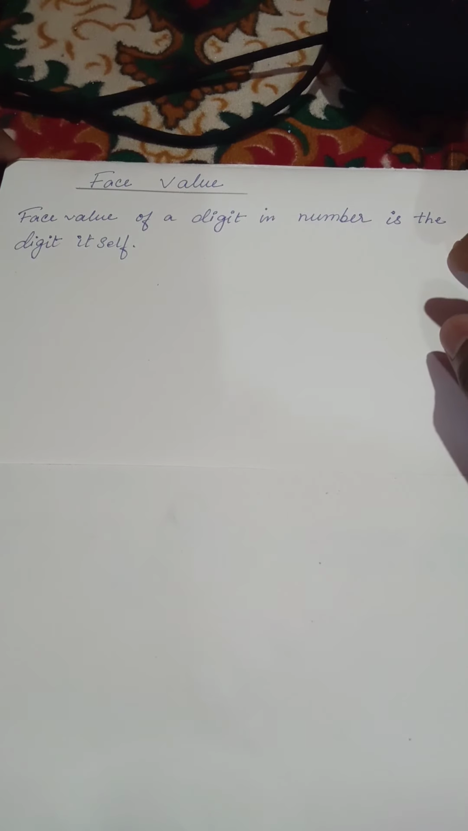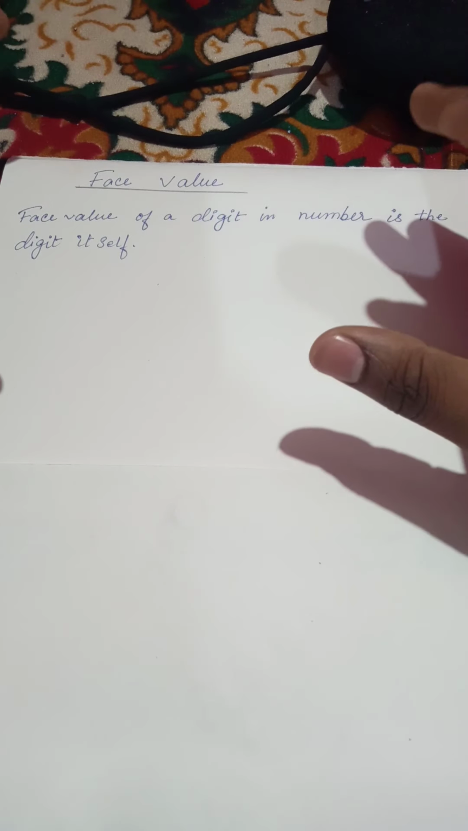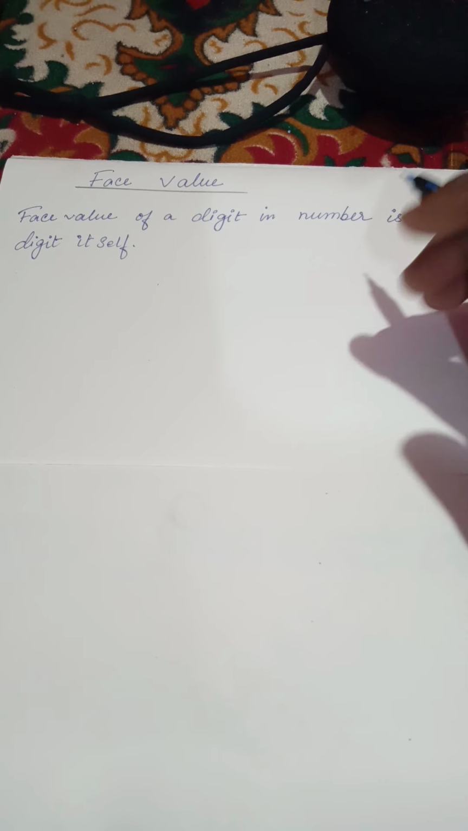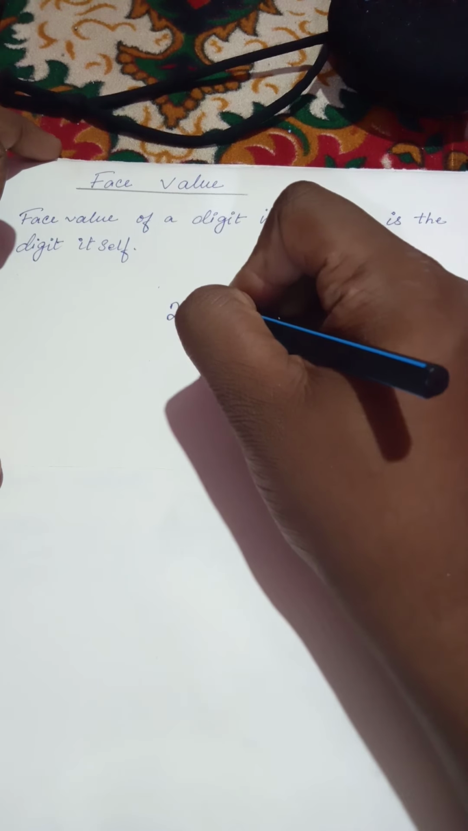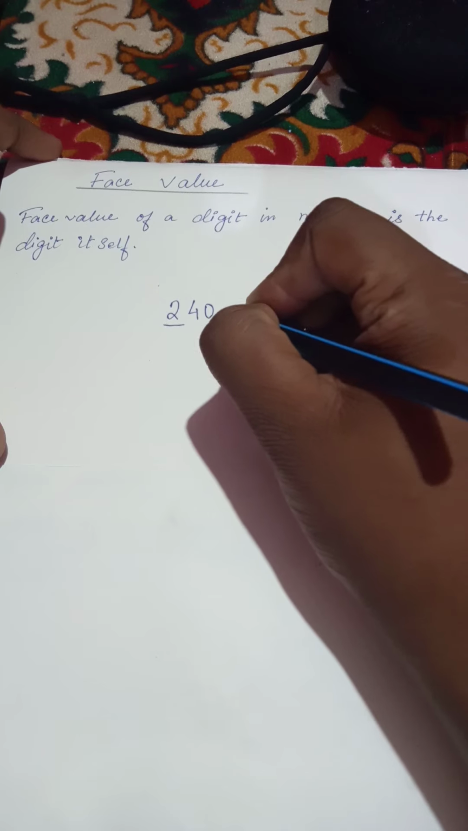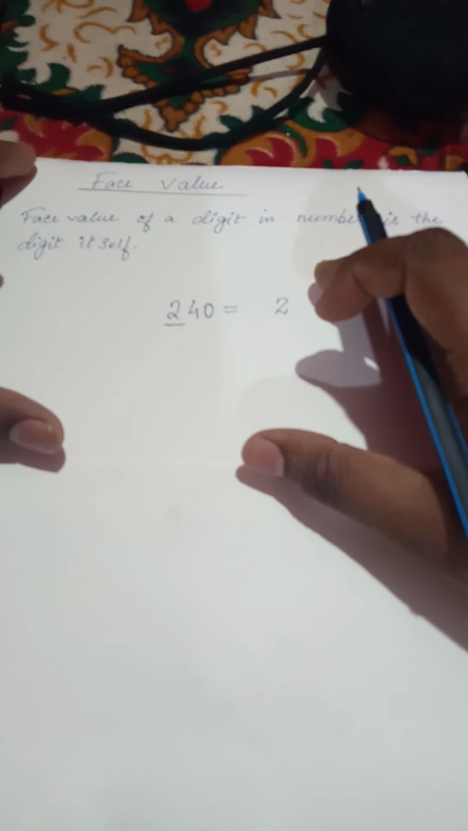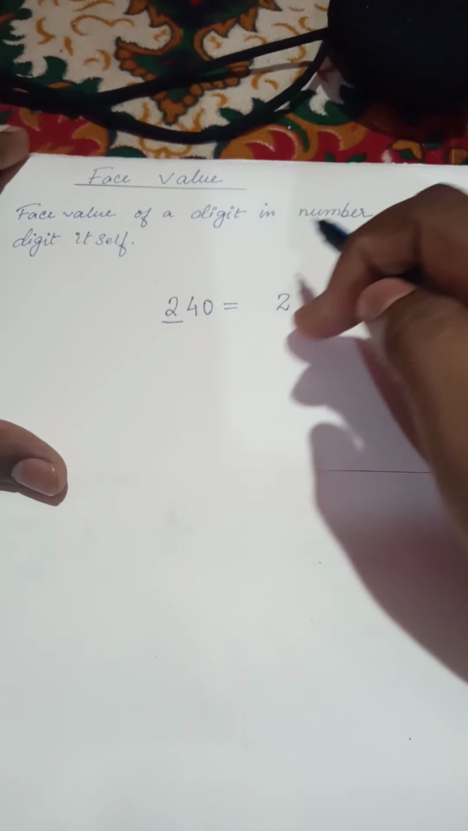Now we come to face value. What is face value? The face value of a digit in a number is the value of the digit itself. For example, if we have the number 240, what is the face value of 2? The face value of 2 is 2. Whatever digit we are going to find out about, its value itself is the face value of that number.